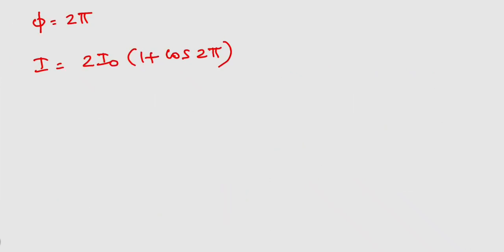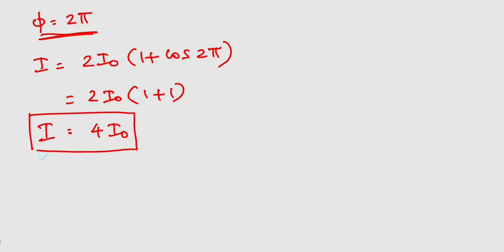See, I have written I is equal to 2 I naught into 1 plus cos phi. So here the phase difference is 2 pi. So cos 2 pi, you know the value. So cos 2 pi is cos 0, so basically 1. So 2 I naught into 1 plus 1, so 4 I naught. So when the path difference is lambda, the respective intensity we are getting is 4 I naught. But in this question they have given that we have to take it as k. So for this problem we have to assume this 4 I naught as k.